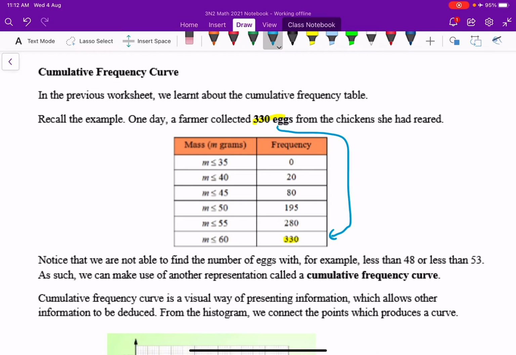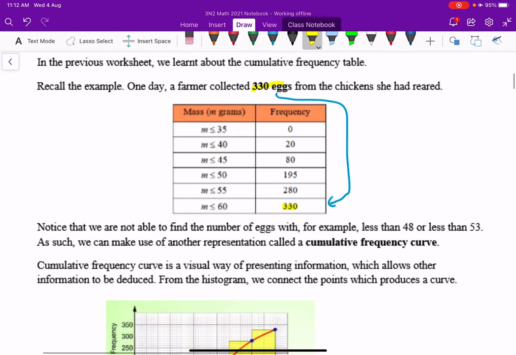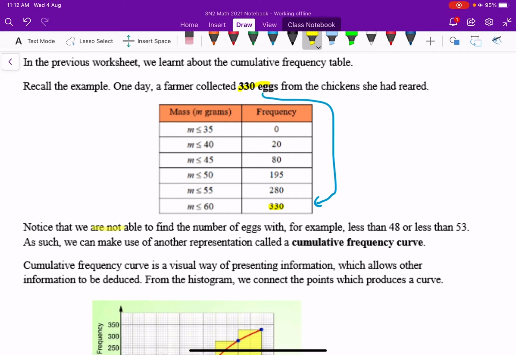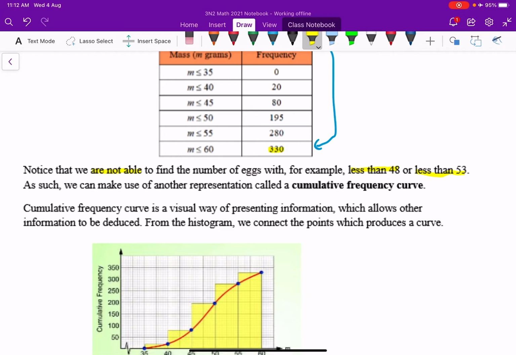However, there is one limitation on using the table, because we are not able to find a specific number rather than the interval of 5, like 35, 40, 45, 50, right? For example, if I want to estimate for less than 48 or less than 53, this is not in the table. I'm not able to see it. So what we can do is make use of another representation that we call the cumulative frequency curve. We use a curve instead.